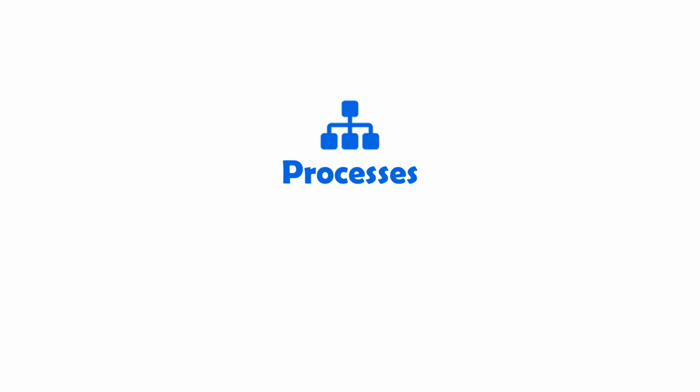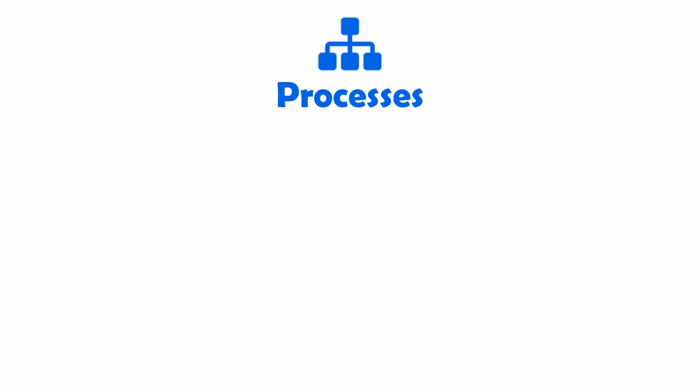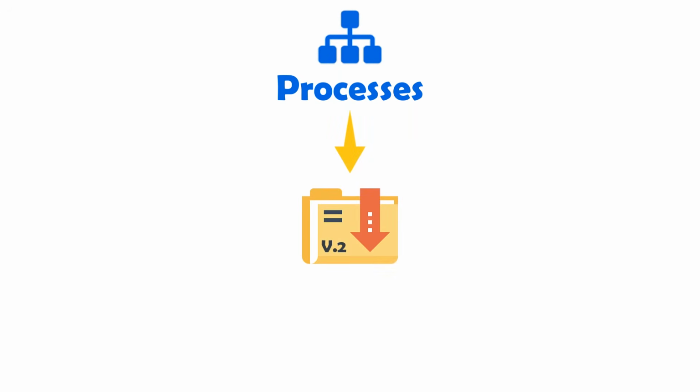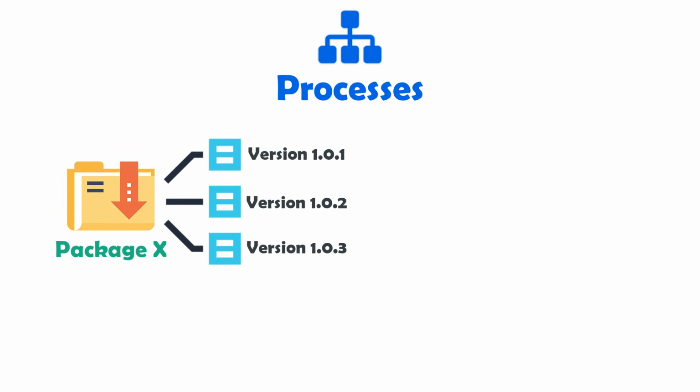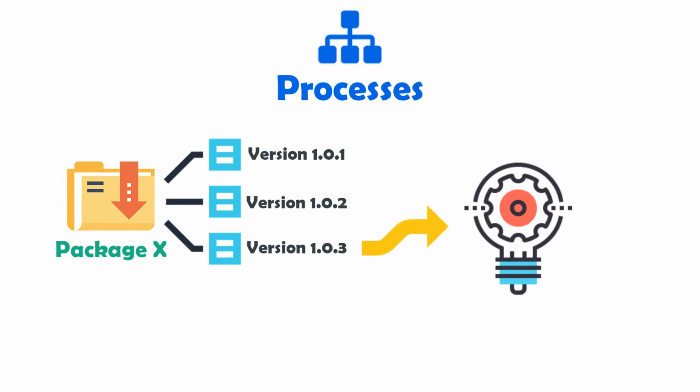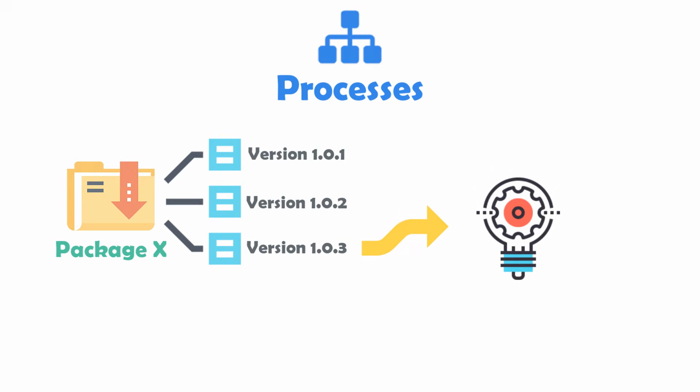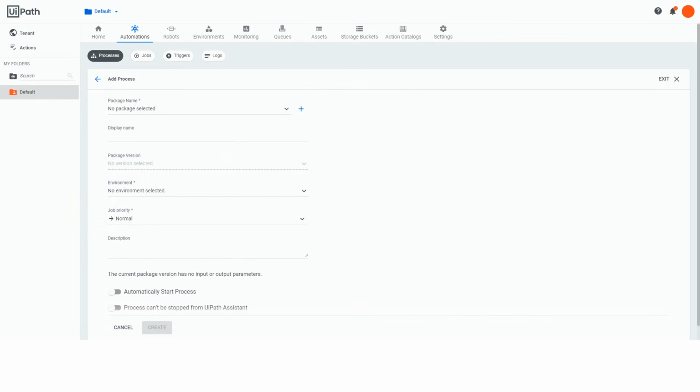It's processes. A process in Orchestrator represents a package version. This means we can create a process in Orchestrator using a version of a package. For example, we have the package X, which has 3 versions. We can use one version of these to create a process. Here is the window, which appears once we want to create a process.